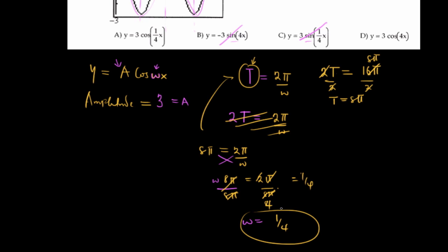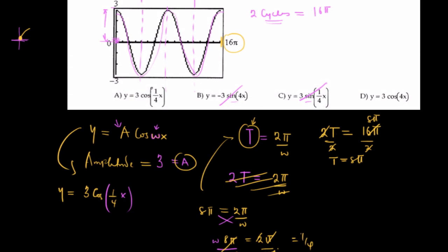So now I have my omega and I have my a. That tells me that my y is just going to be, my a is 3. So this will be 3 cosine of, now my omega is 1 over 4, that'll be 1 all over 4 x. So 3 cos 1 all over 4x. This is going to be my solution, 3 cosine 1 all over 4x. So that completes the problem.